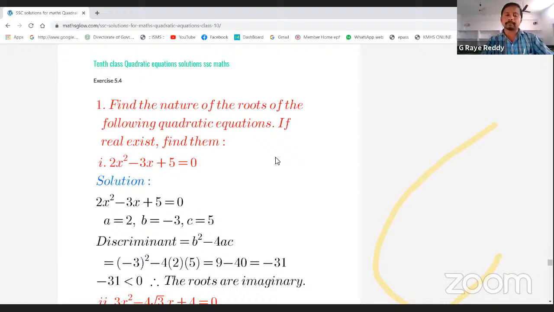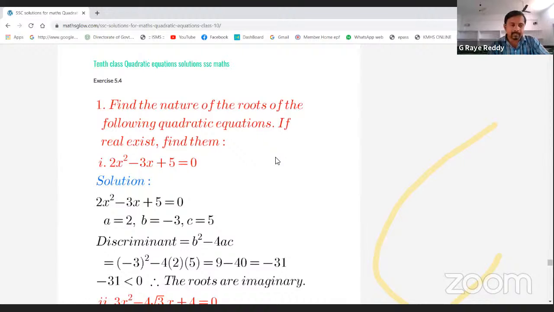If the discriminant is less than 0, that means b square minus 4ac is a negative value, then we get no real roots. No real roots can exist for the given quadratic equation. See students, we can get a clear idea through this 5.4 exercise.